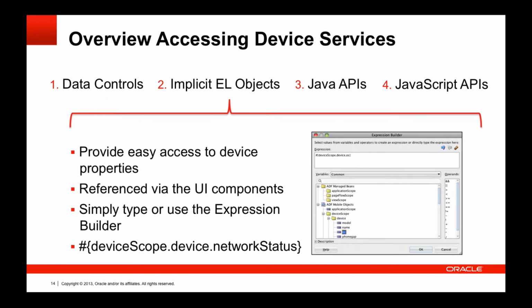The second mechanism is EL, or expression language. Through EL, an explicit device scope object is available to allow developers to query the device services. For example, for email services, it might be useful to enable or disable an email button based on the current network status via the expression #{deviceScope.device.networkStatus}. This returns a number of different values to give you an idea of the network status. Is the device currently connected to a 3G network or Wi-Fi? And you could enable and disable the button as a result.